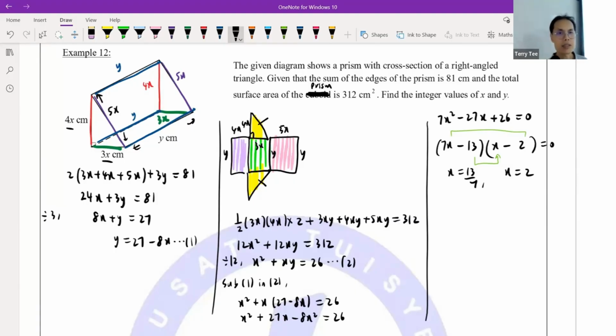Now, I made the question easier because I say find the integer value. Integer means no decimal, so we ignore this. We take x equals 2. Then we sub inside equation 1 to find your y. 27 minus 8 times 2, 27 minus 16. My y is 11.